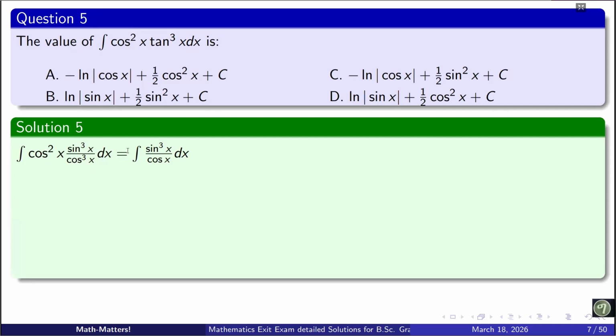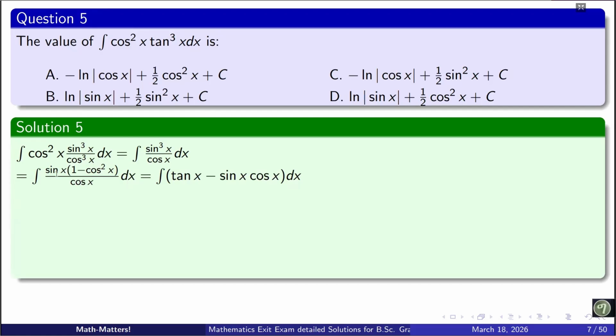If we simplify this, cos squared x can cancel cos squared x here, and we are left with only one cos x, so that we have the integral of sine cubed x over cos x dx. The numerator, sine cubed x, can be written as sine x times sine squared x. Then by using the trigonometric identity, sine squared x is 1 minus cos squared x. So it could be sine x times 1 minus cos squared x over cos x dx.